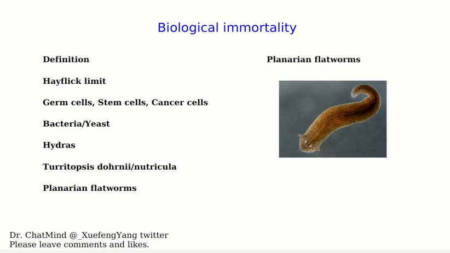Planarian flatworms are known for their ability to regenerate, which has led to research investigating their potential for biological immortality. Planarian flatworms reproduce sexually and asexually. Planarians are able to regenerate all body parts, including heads and brains, from small fragments of their bodies. In fact, some studies suggest that planarians may have infinite lifespans, as they show no signs of aging and are able to constantly regenerate cells.